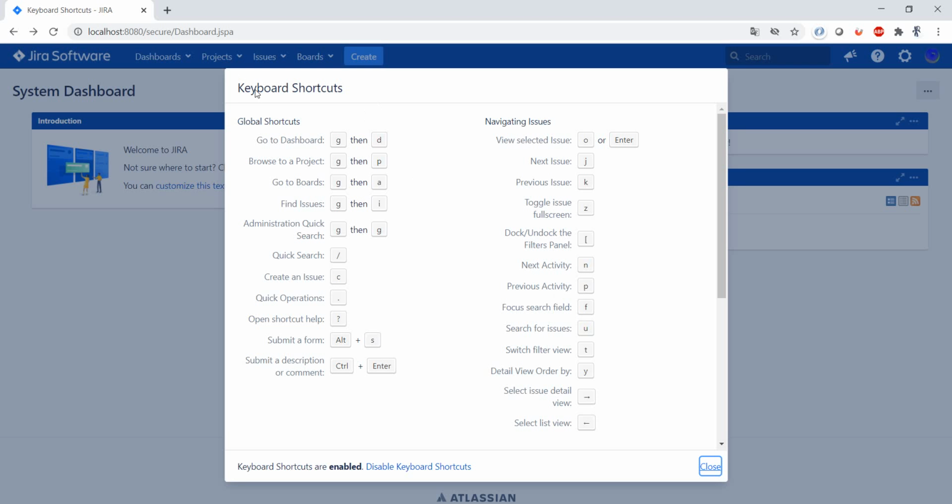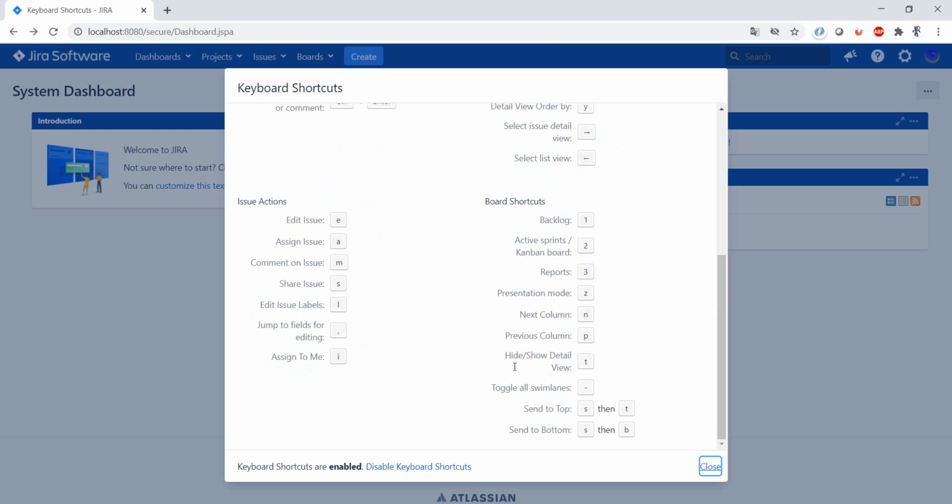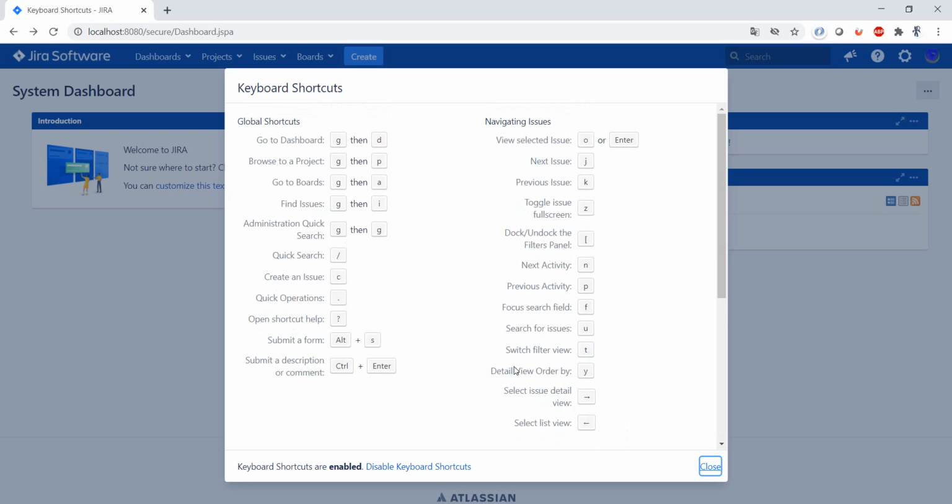And by doing this, you will see this screen. And in this screen, you are given all the shortcuts that there are in the application. So that's a good start if you are stuck at the beginning.